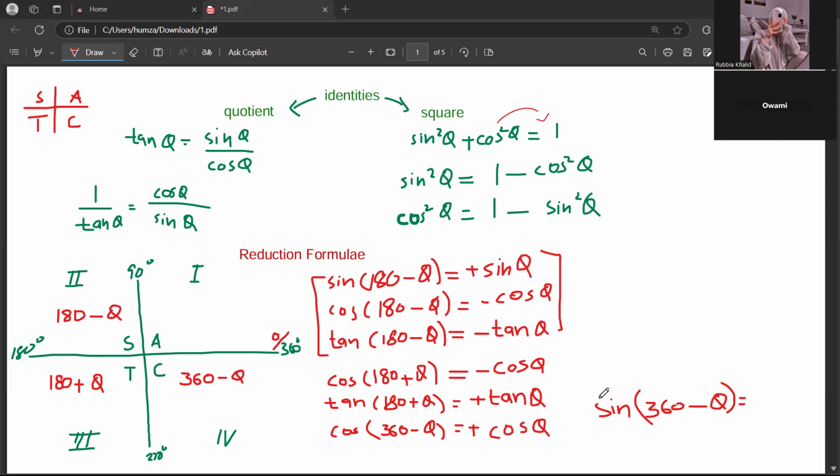Why cos? We are looking at sine. They already told you that this is sine. This cannot change. This will be sine. But 360 minus theta will help us decide whether to put positive sign next to the sin or whether to put negative sign next to the sin value. Yes, so will the value of sine be positive or negative?